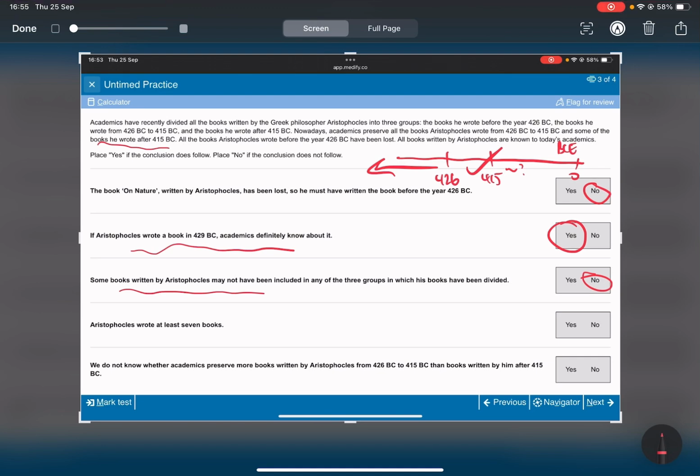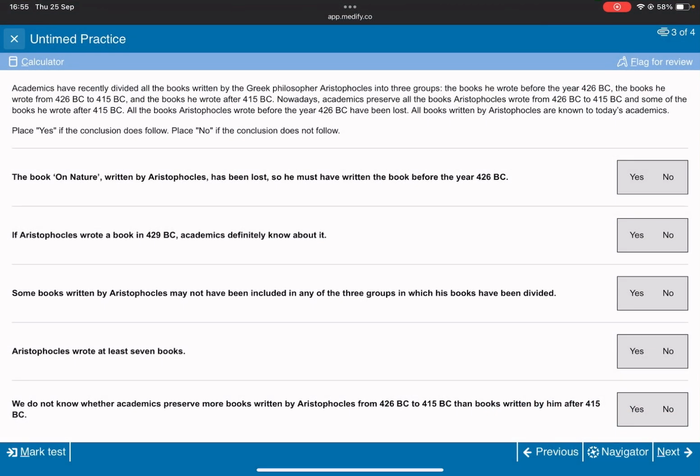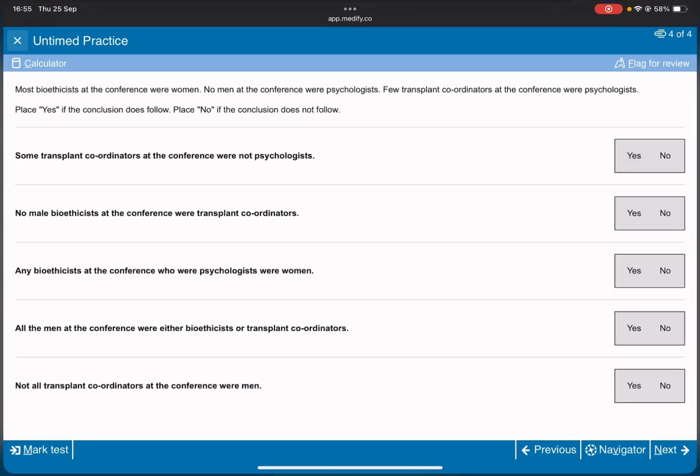Wrote at least 7 books. The books he wrote before the year 426, it could be 6. I'm going to say no here because he could have written 2 here, 2 here, and 2 here, so it could be 6. We do not know whether academics preserve more books written by Aristophanes from 426 to 415 than books written by him after 415. That's true. Yeah, we don't know that because it says they preserved all the books here, but we don't know the exact number. There could only have been 3 books that were written here, whereas there could have been 1,000 books written in this point, but they only managed to preserve 500 of them. So I'll say yes, no, yes, yes, no, like this.